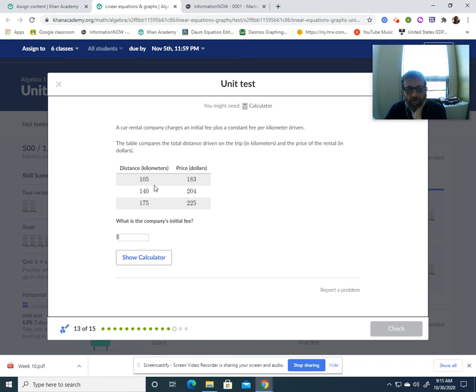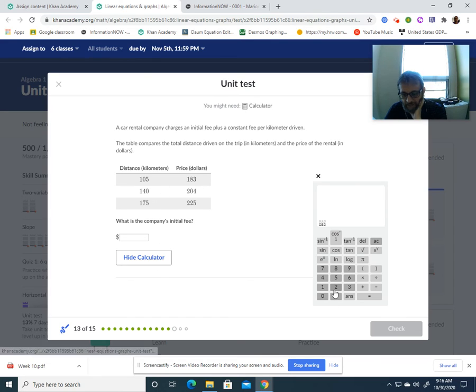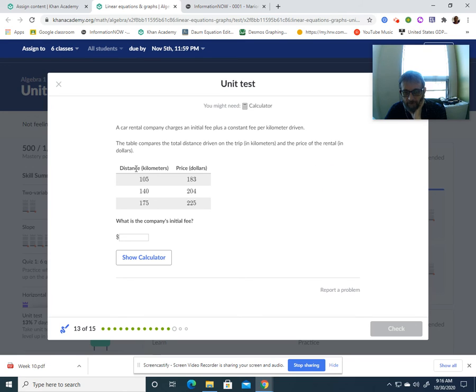All right, so we want to know what their initial fee was. Well, that would be when the distance I had traveled was 0. So I want to know how much the cost was before I traveled any distance. Well, notice this change was 35. I believe that 35 times 3 is 105, sure enough. So I need this to go down 3 more times.